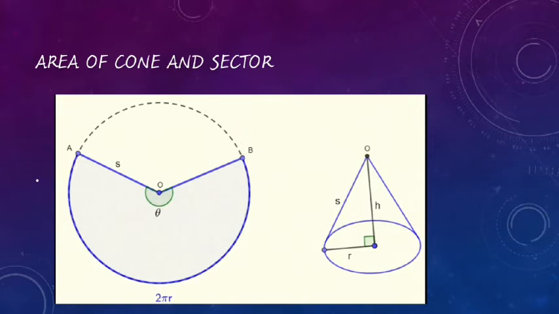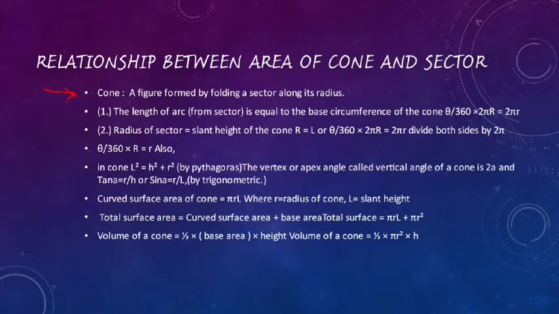So the arc length of a sector is given as theta over 360 times 2 pi R, while the circumference of every circular object is given as 2 pi r, which means that the circumference of the base of this cone here is 2 pi r. Now, what is the relationship between them?